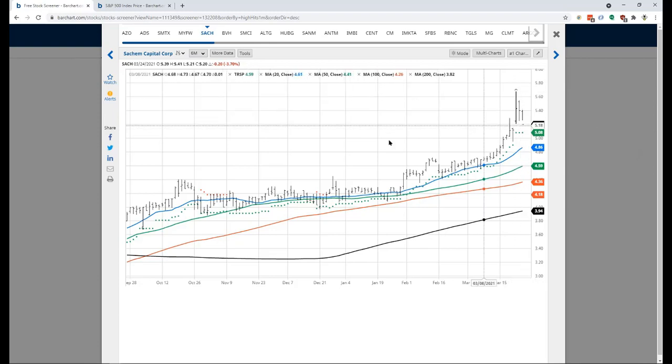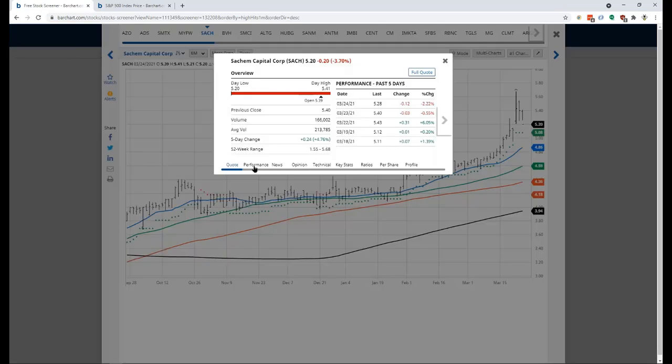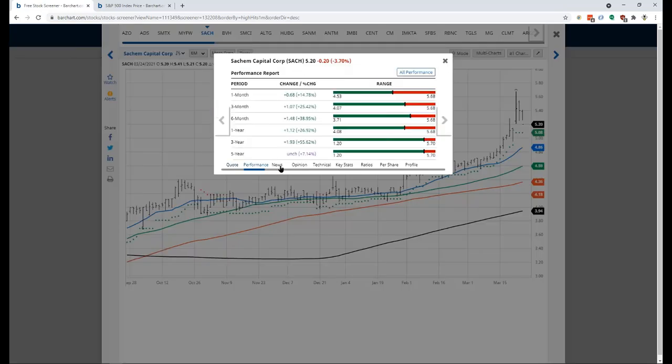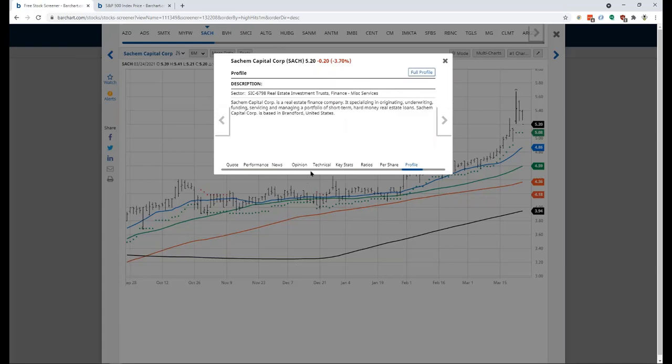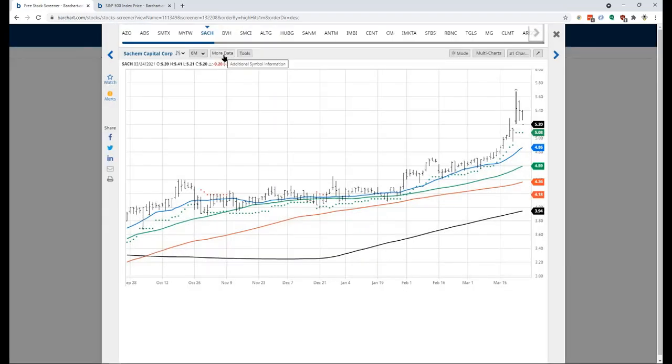Okay. Now, one other thing I want to show our users is, you're looking through these charts and you have no idea really what this company is. We do have this more data button on the flip charts where you can look at additional data. And over here, I can scroll over to the profile. This is a real estate finance company. So if you are analyzing flip charts and you want a little bit more information, just use that more data button up at the top.